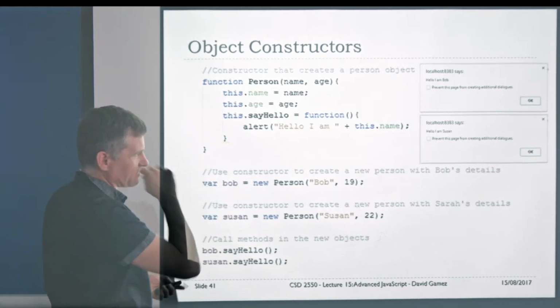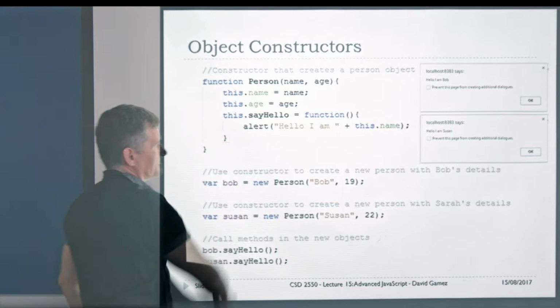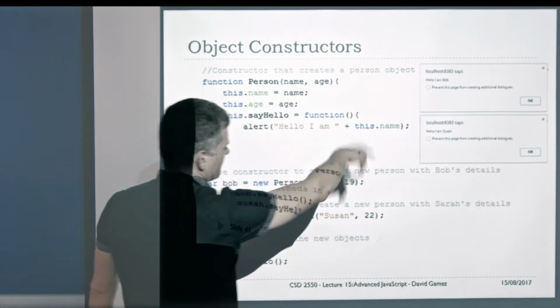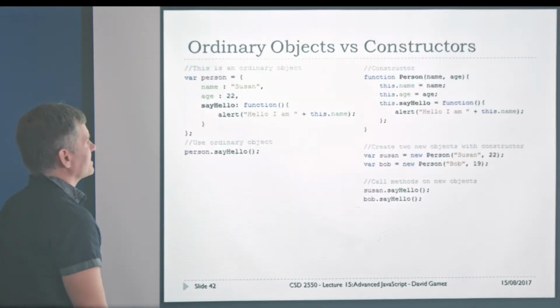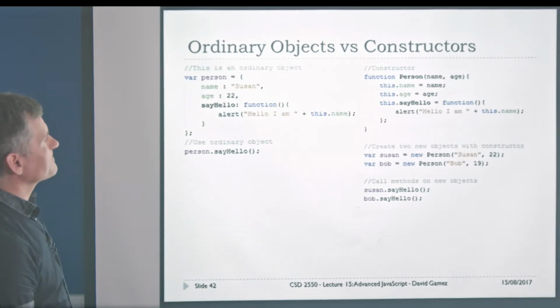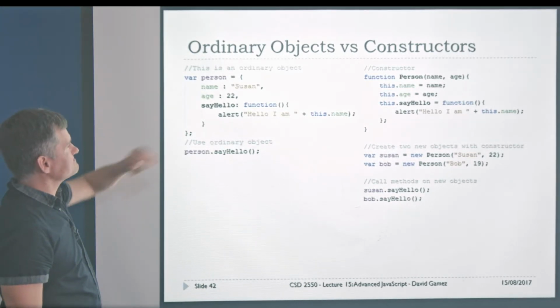The same object I gave in the previous example, but just created dynamically using this constructor. So here we've got "hello, I am Bob," and "hello, I am Susan." I'm going to go through this in a little bit of detail. So this is the difference between them.